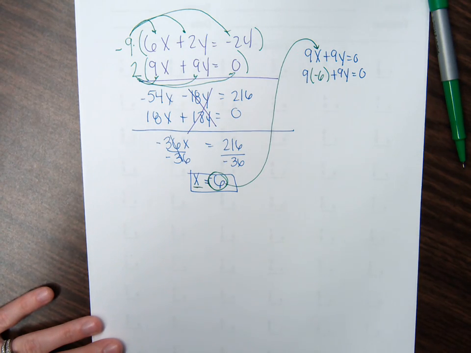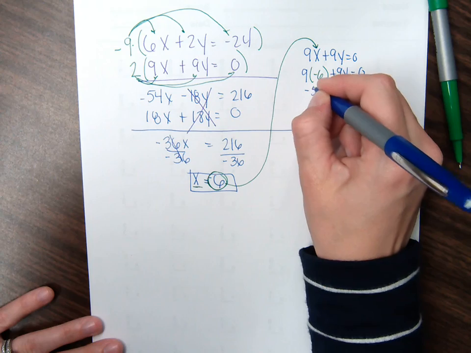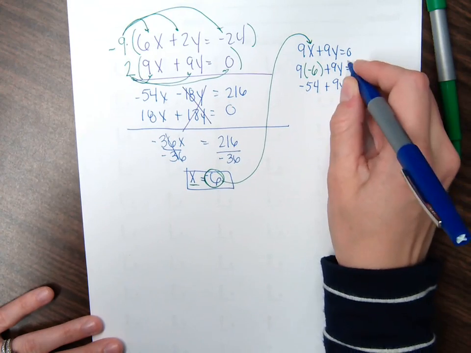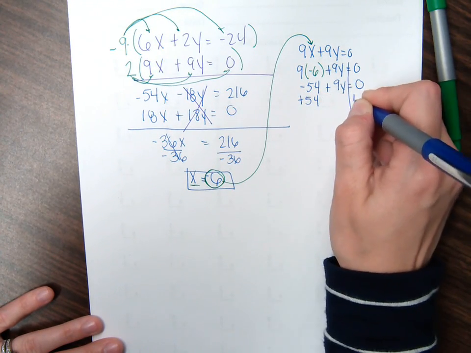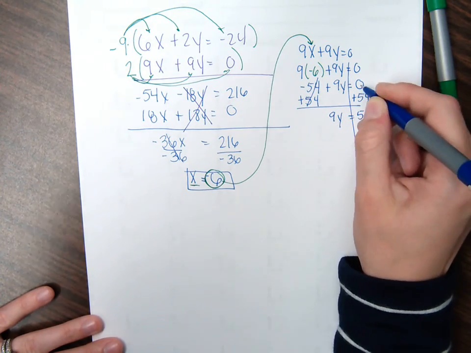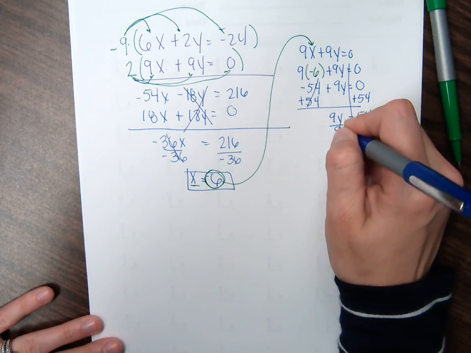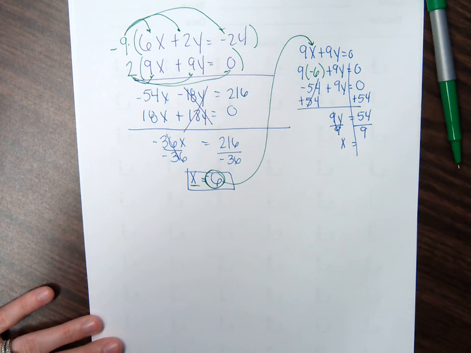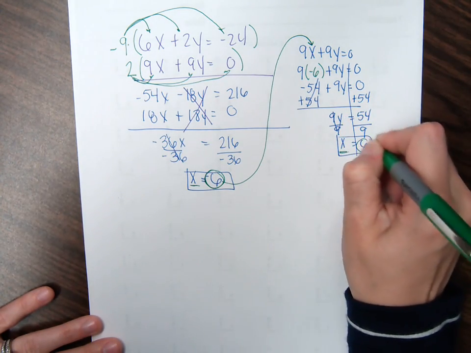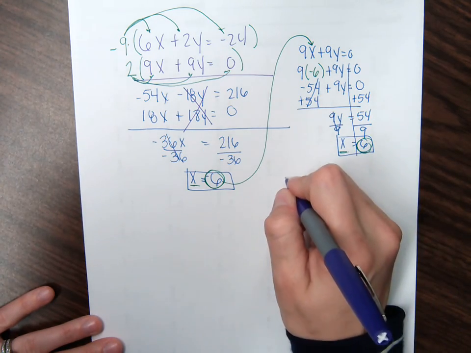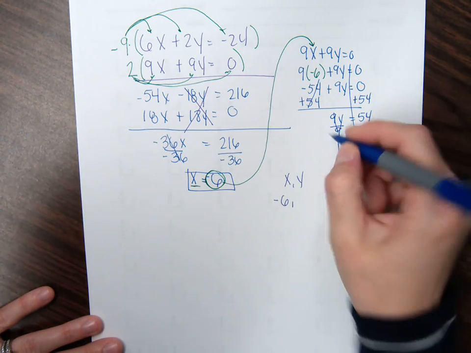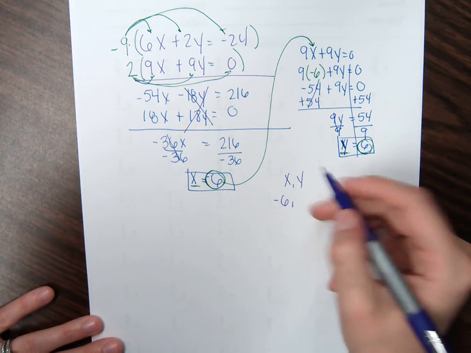And now we solve. 9 times negative 6 is negative 54, plus 9y equals 0. We're going to add 54 to both sides because that's negative 54. That's going to leave me with 9y equals positive 54 because 0 plus 54 is 54. Divide everything by 9, and that's going to give me y is positive 6. We write our answer as x comma y, which is negative 6 comma 6.